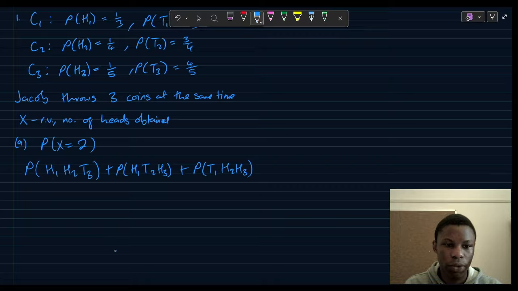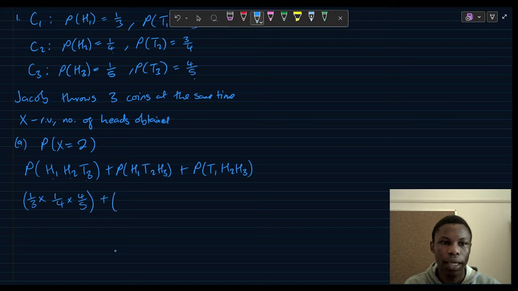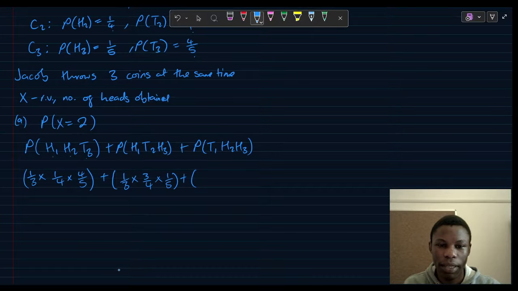So probability of head 1 and head 2 and tail 3: head 1 is 1 over 3 times head 2 is 1 over 4 times tail 3, which is 4 over 5, plus head 1 is 1 over 3 times tail 2 is 3 over 4 times head 3 is 1 over 5, plus tail 1 is 2 over 3 times head 2, which is 1 over 4 times head 3, which is 1 over 5.